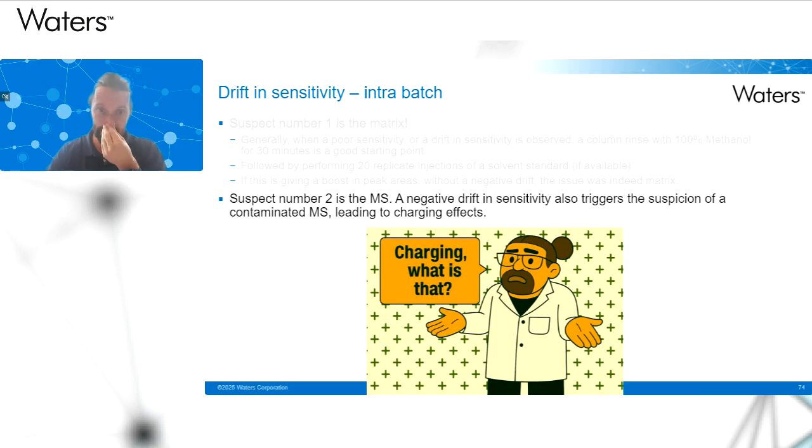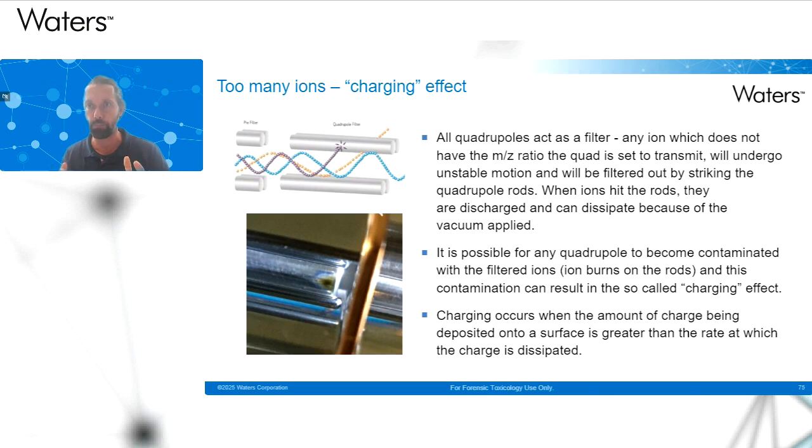Charging, yeah, what is that? Well, typically charging is a phenomenon that is observed after your MS has been contaminated. In this case, we can see what we call an ion burn on one of the quadrupoles, and that ion burn will pretty much act as a magnet for all the ions passing by. And this will typically present itself as a decrease in sensitivity during one series.